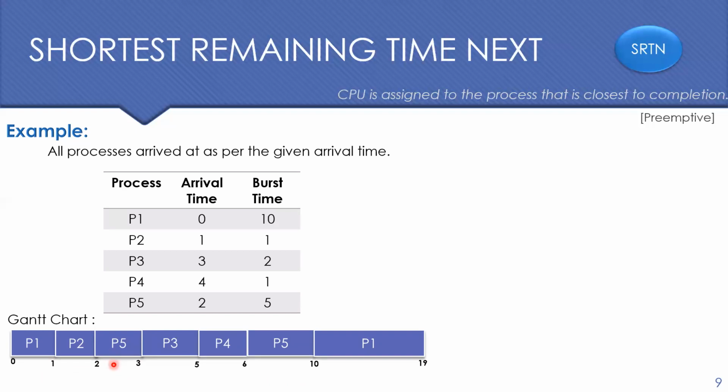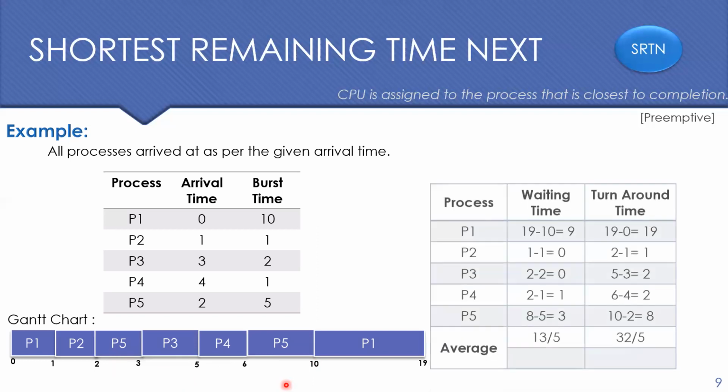So again it will interrupt the execution of process P2 and start its execution. Next, at the arrival time of 3 milliseconds, process P3 will arrive. P3 has less burst time as compared to the others, so it will complete its execution. Then P4, P5 and P1 will execute accordingly.